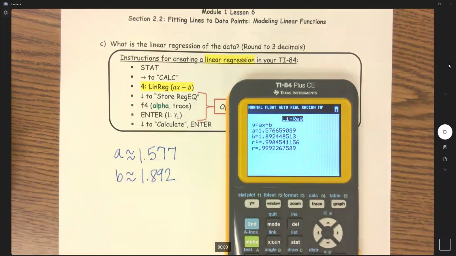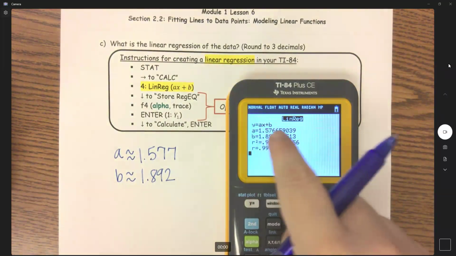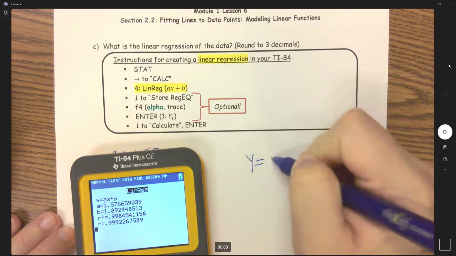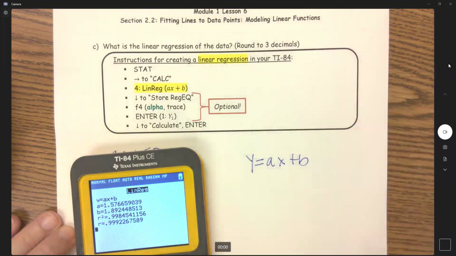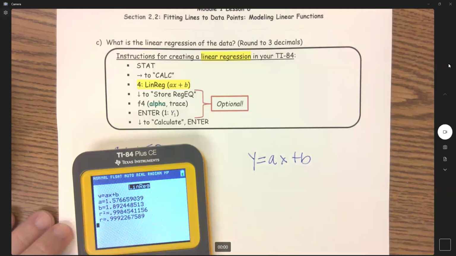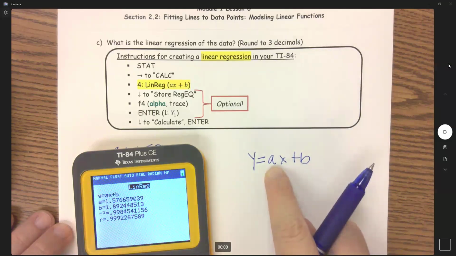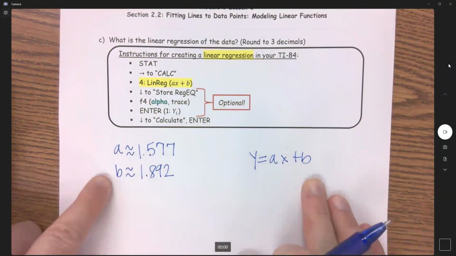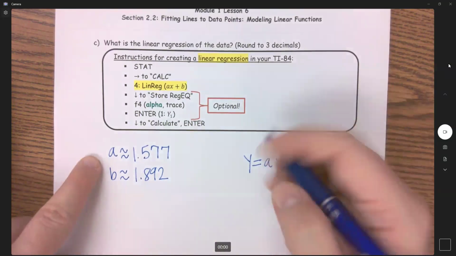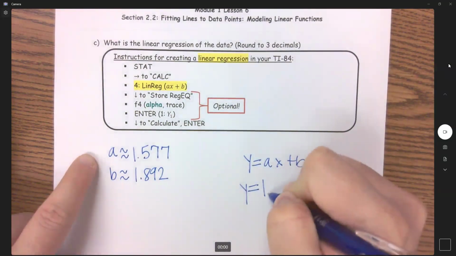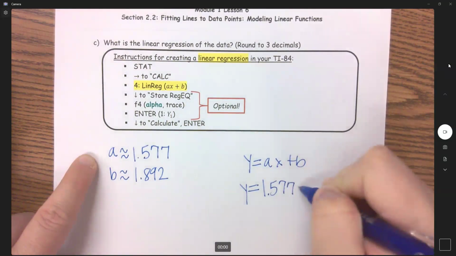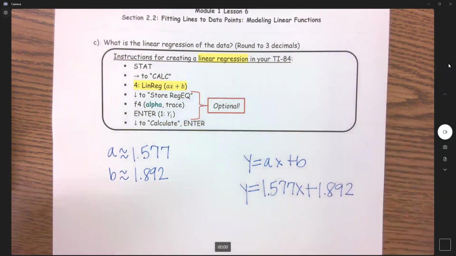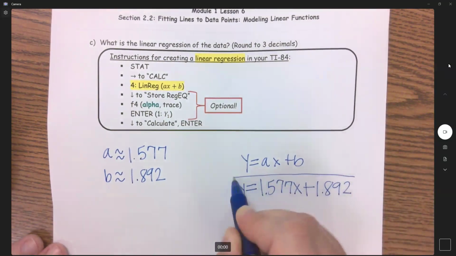Now it tells me what A and B equal, and it tells me what the equation is that it's using. So it is using the equation y equals ax plus b. So instead of y equals mx plus b, they're using a different variable for that m, but it's the exact same equation. So I have my equation and what my variables equal, so now just substitute everything in. We have y equals, my A is 1.577x plus my B of 1.892. So this is my linear regression.